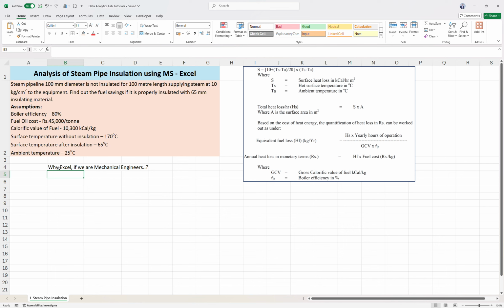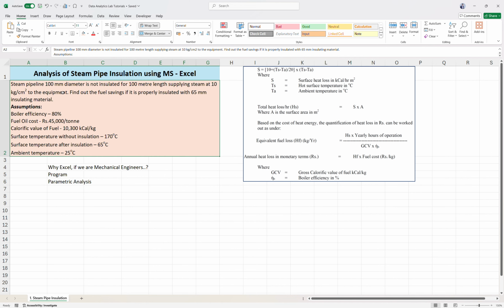Then we will create a program in Excel. Now this program, why is it necessary? Because it will help us for parametric analysis. Parametric in the sense, for example, in this problem the pipe diameter is given 100 mm and length is 100 meter. But if there is a second industry which has 250 mm diameter pipe and the length of the pipe might be 370 meters, in that case again the same analysis will need to be done. But if you have a program ready with you, that second analysis can be done in a short period of time. Also you can check the effect of various parameters, and that's why you should do that program in Excel.